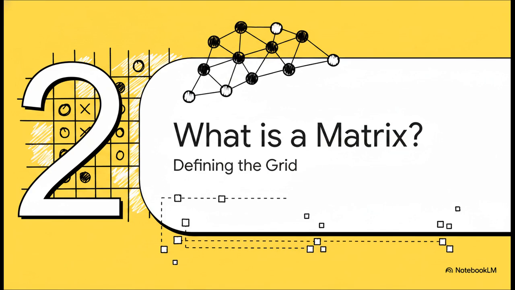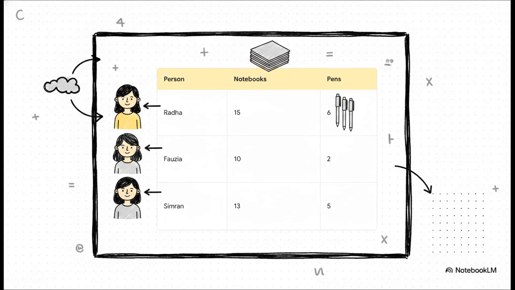Let's define the grid. Let's ground this foundation using a super relatable example straight from the text. Imagine you're reading a word problem. Radha has 15 notebooks and 6 pens. Fawzia has 10 notebooks and 2 pens. Simran has 13 notebooks and 5 pens. Just reading that as a paragraph takes time, right? But here, we've visually chunked that exact same text into a really clean table. The first column tells us about the notebooks. The second is all about the pens. The rows tell us exactly who owns what. We've essentially just built a bridge between everyday sentences and a structured grid.